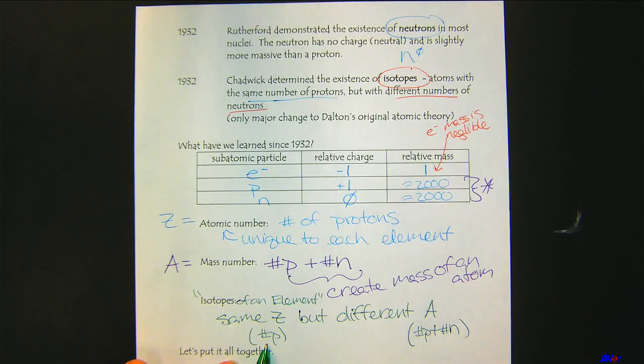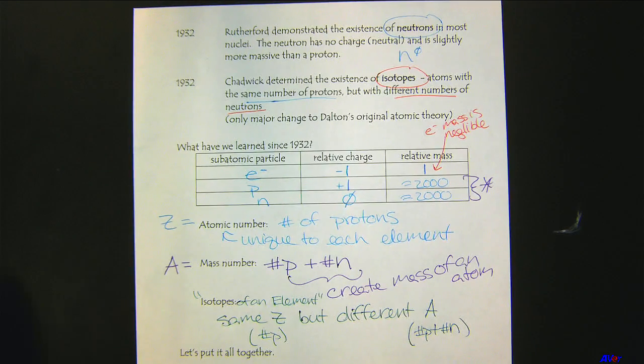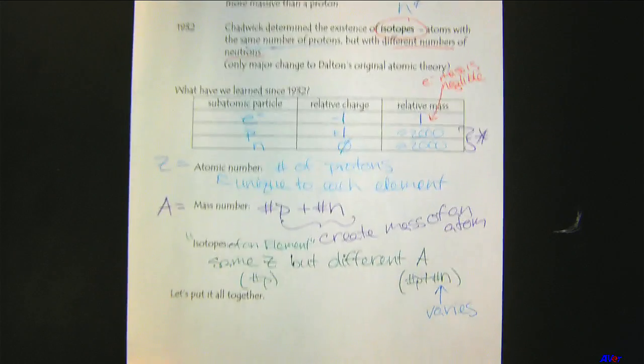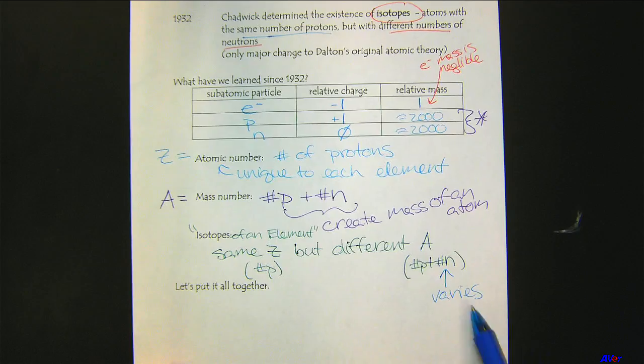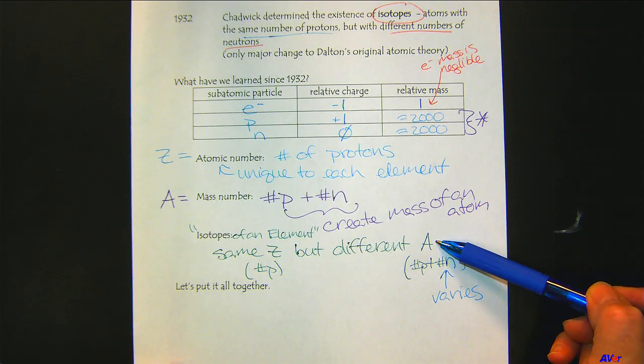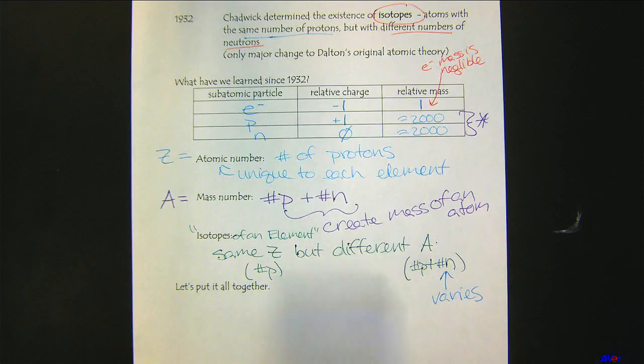So if this is the same, what's varying? In isotopes, this is what varies: the number of neutrons. Oops, let me slide this up. It's the number of neutrons that vary. That creates differences in the mass number. We will talk more about isotopes in the coming videos, so I don't want to say too much now because we'll get to more.